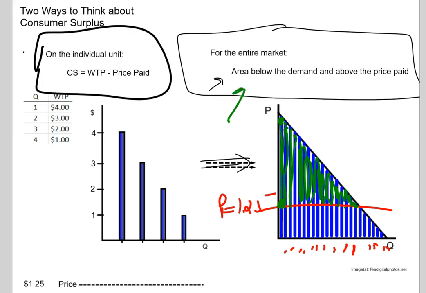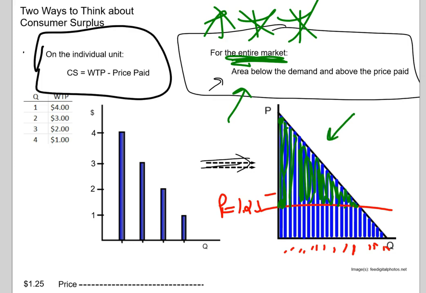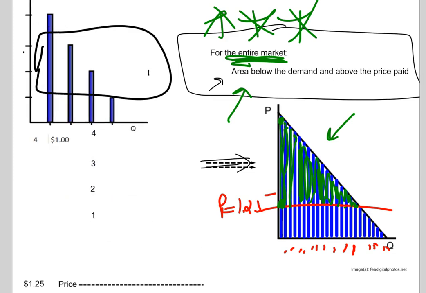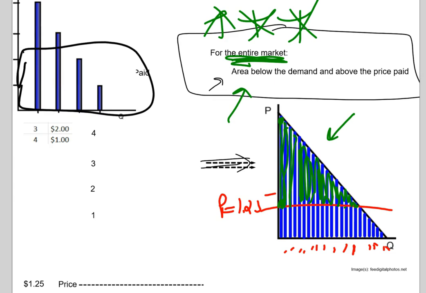And we totally know how to calculate the area of a triangle. Formally, this is an important thing to remember. Consumer surplus for the entire market, you find it by calculating this area below the demand curve, but above the price consumers pay. So you probably recall how to calculate the area of a triangle, but let's go ahead and do that to the left real quick, right?